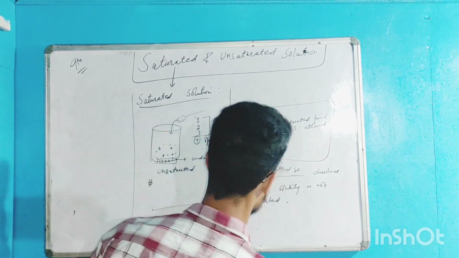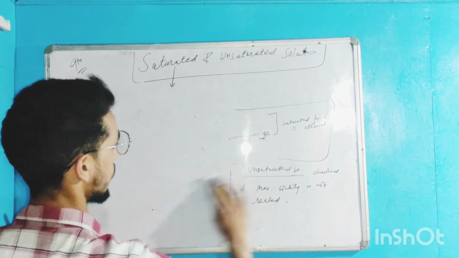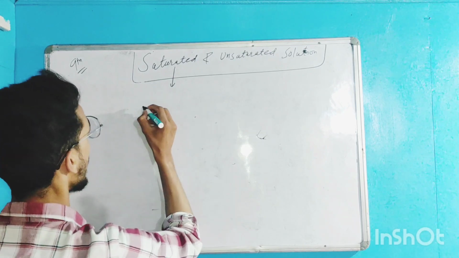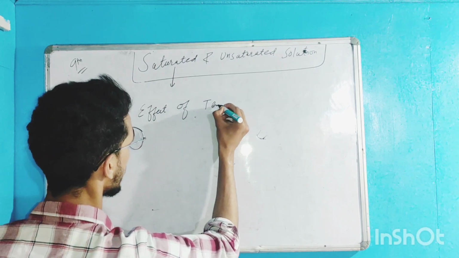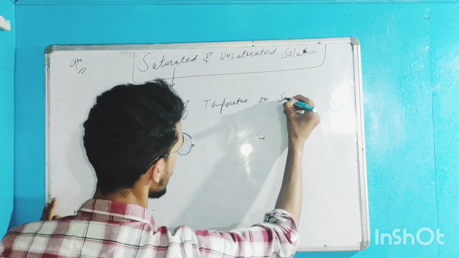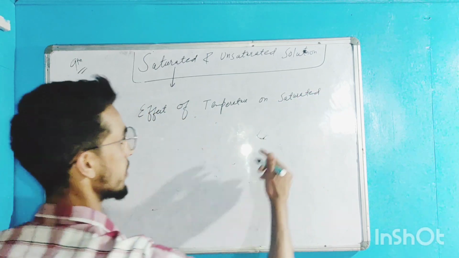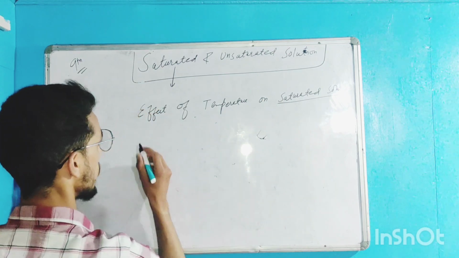Now, there are two applications of this. On increasing the temperature, what will happen? And on decreasing temperature, what will happen? There are two cases. Therefore, we can write a subtitle as effect of temperature on saturated solution. Means where particles are already dissolved, now no more solute will be dissolved. Saturated means one in which no more solute will dissolve.